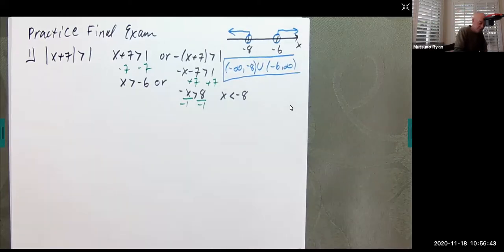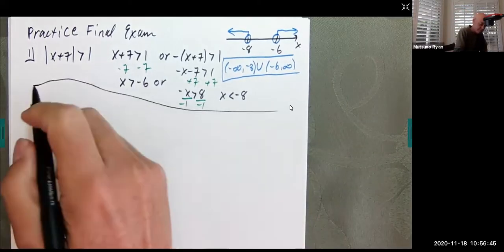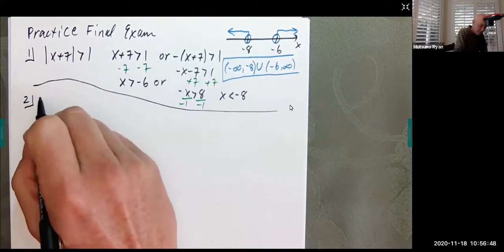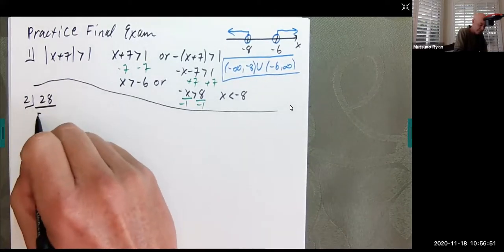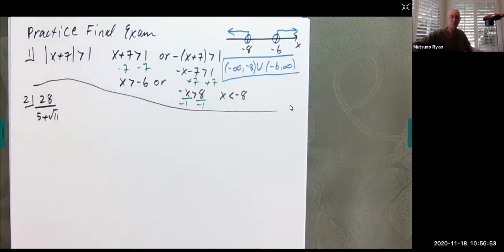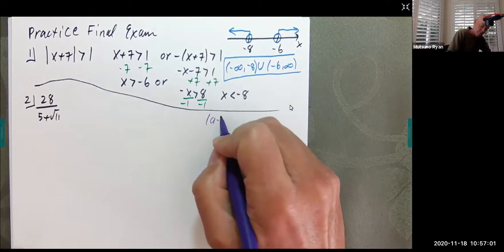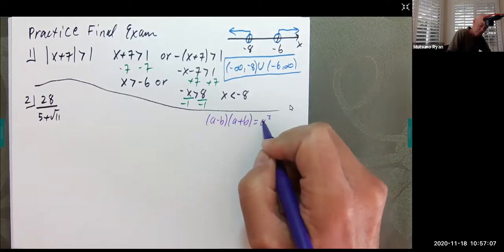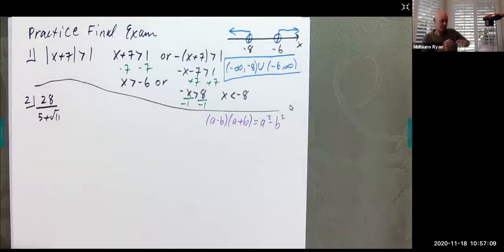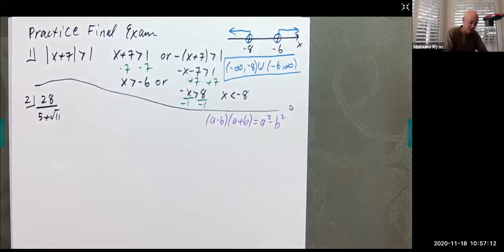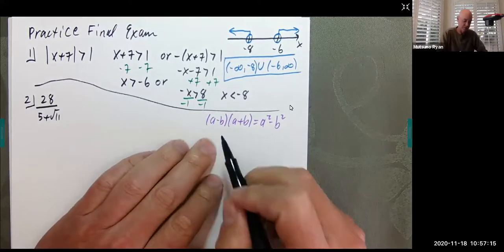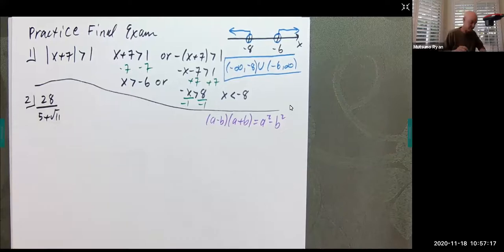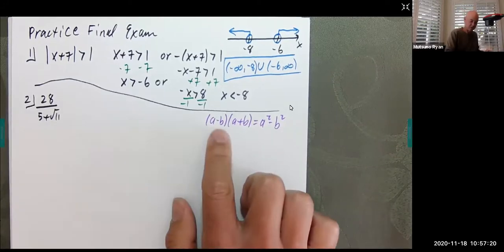Number 2. We have 28 over 5 plus root 11. And we're asked to rationalize the denominator, and we're using a rule where I'm multiplying conjugates in this case, meaning they're the same, but one's minus and one's plus. We get this beautiful difference of squares. And so these are called conjugates.